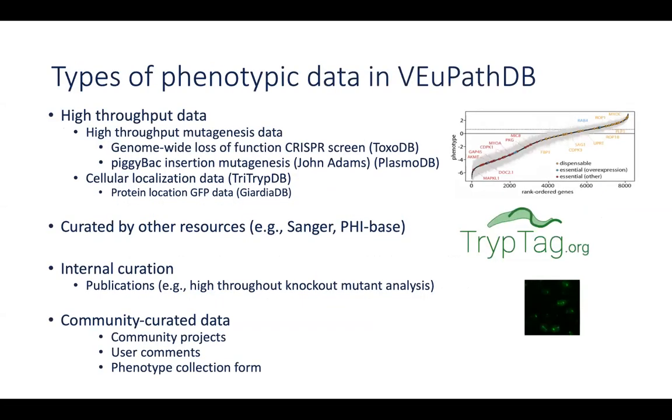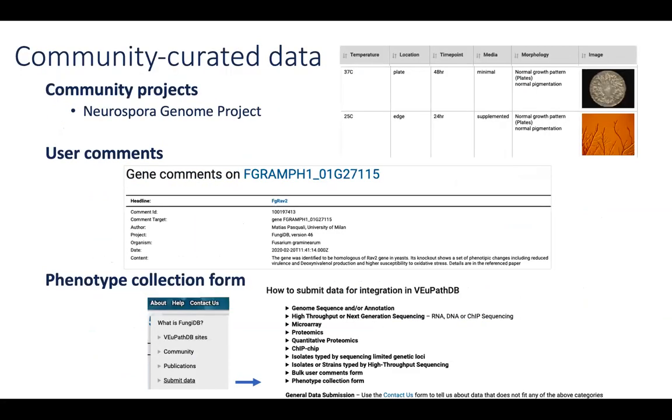So coming back to the types of phenotypic data that we integrate in VEuPathDB, I also wanted to mention the data sets that we integrate as community curated data. There are several projects that we have worked with and facilitated, and here are a few examples of these projects in FungiDB. For example, if some of you ever worked in Neurospora crassa, a while ago there was a project where researchers from different labs targeted genes in Neurospora crassa to generate a knockout collection, and then worked together to characterize these knockouts.